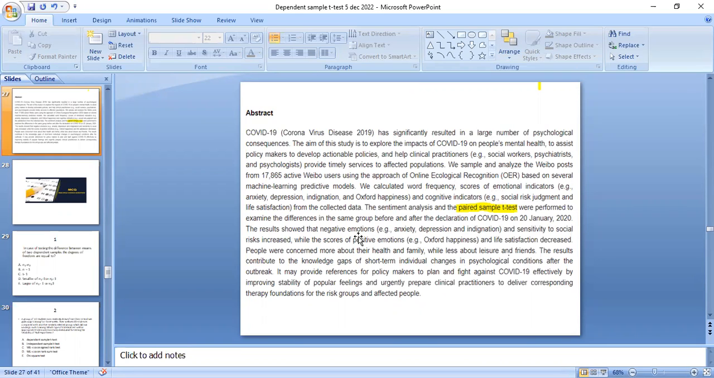The results show that negative emotions, that is anxiety, depression, and indignation, and sensitivity to social risk increase, while the scores of positive emotions, that is happiness and life satisfaction, decrease. People were concerned more about their health and family, while less about their leisure and friends. The results contribute to the knowledge gaps of short-term and visual changes in psychological conditions after the outbreak. It may provide reference for policymakers to plan and fight against COVID-19 effectively by improving stability of popular feelings and urgently prepare clinical practitioners to deliver corresponding therapy foundations for the risk groups and affected people.